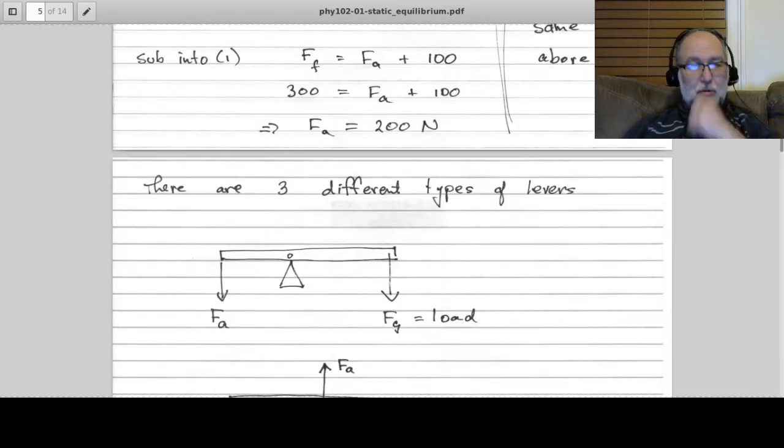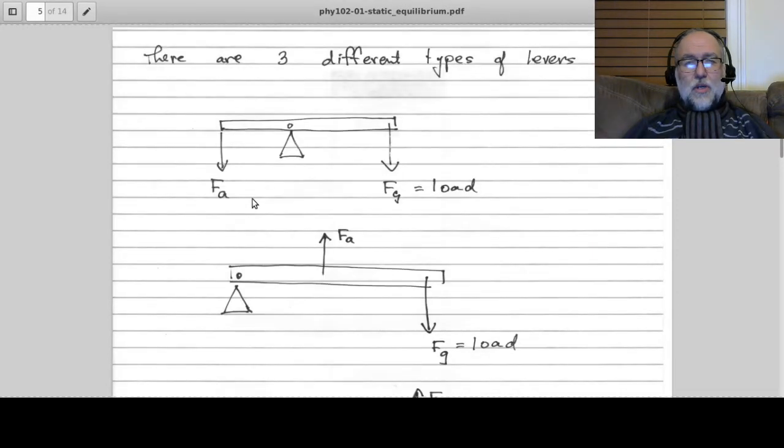Before I move on to my next problem, there are 3 different types of levers. We won't go through problems with all of them. They're all pretty simple, but it's important to know about them because different parts of the body will use different techniques. Mostly it's this type right here, but let's take a look.